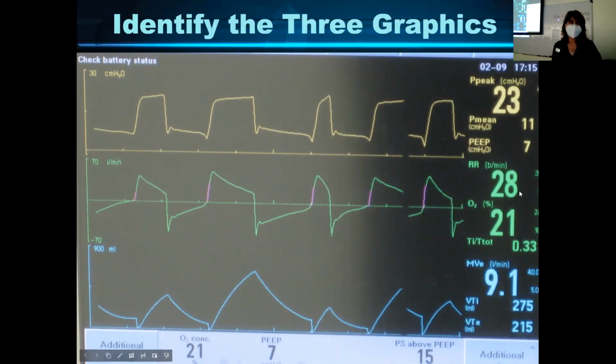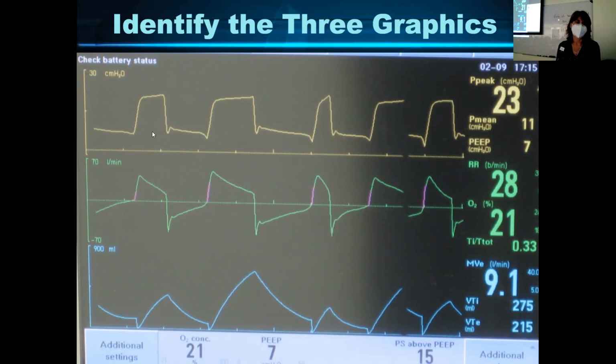So it says identify the three graphics. And when you identify a graphic, you look on the left to see what the units of measure are, because that's going to tell you what you're looking at. So the first one says the units of measure are in centimeters of water. So what are we measuring?